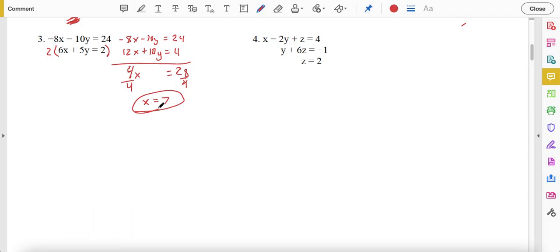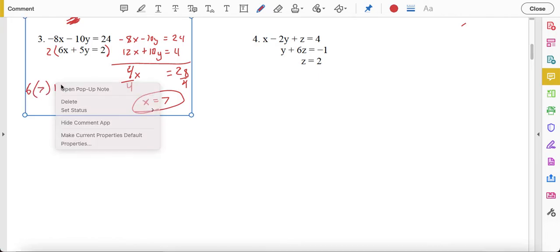So that's the whole point of elimination. Eliminate one of your variables, then it becomes very simple to solve for the other one. So x equals 7. I'm going to substitute back into one of my original equations, either this top one or this bottom one, with my x equals 7 and then solve for y. So I'm doing this bottom one. I've got 6 times 7 plus 5y equals 2.